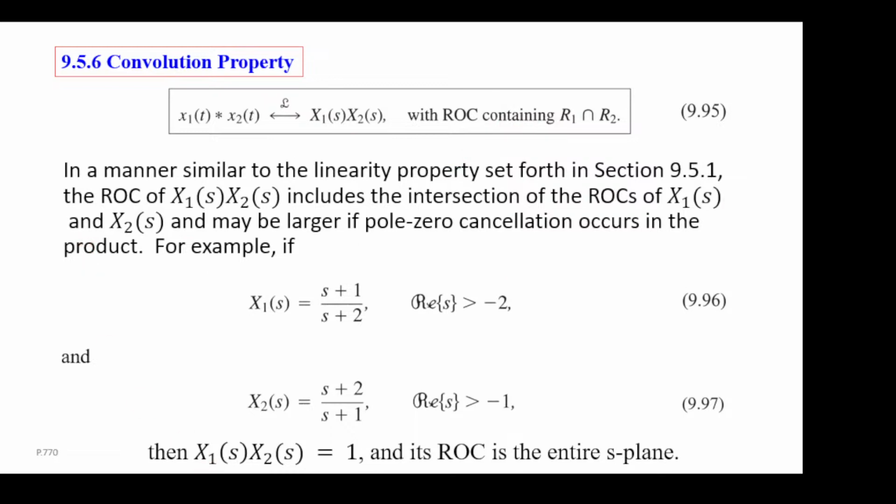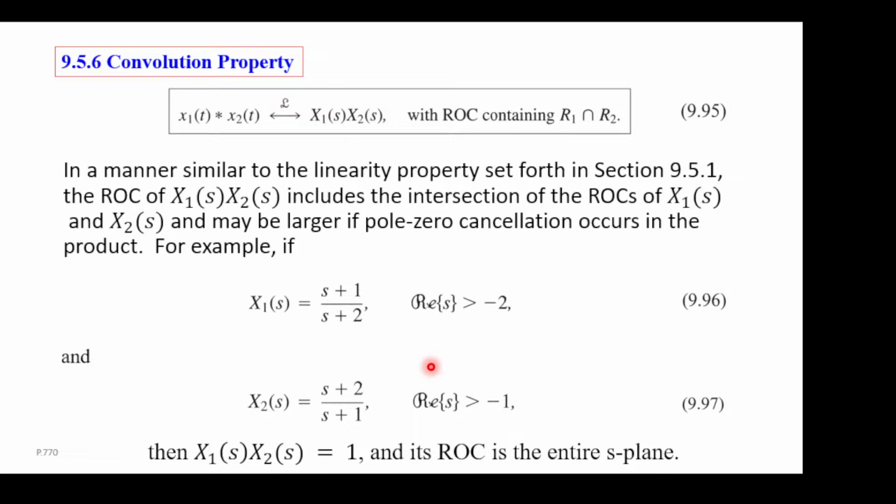Here we have a very easy example of cancellation. If you look at X1 and X2, you see they are just inverses of each other. X1 has a pole at -2, but X2 has a zero there, so it cancels out. X2 has a pole at -1, and X1 has a zero there, so it all cancels out. When you multiply together, you get 1. And 1 obviously converges everywhere, so we see the entire plane instead of the intersection of those two.